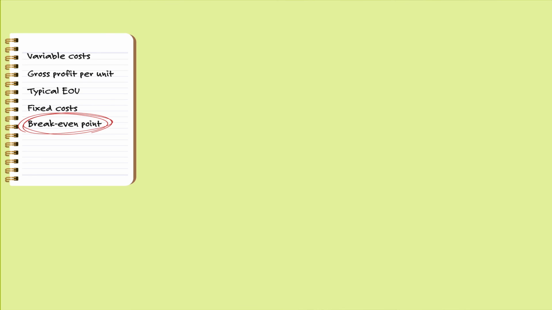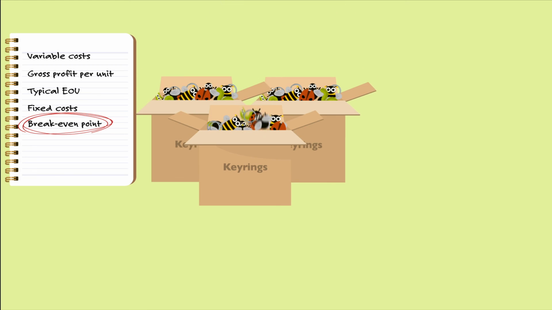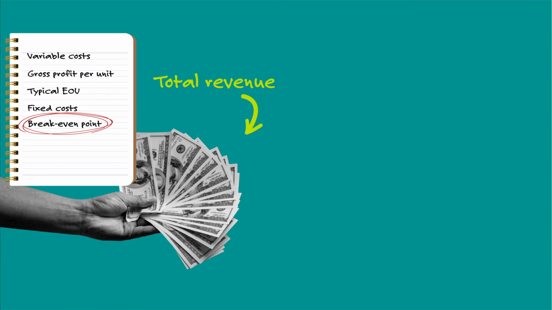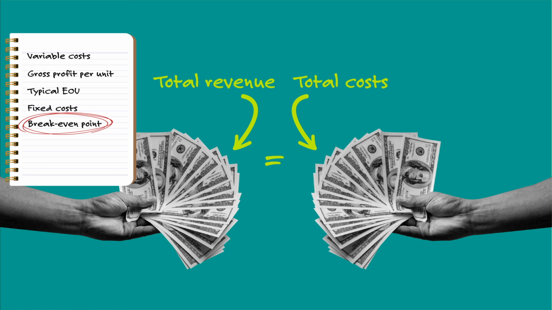Finally, we will look at the break-even point for a business. This is the number of units you must sell to meet all your costs involved in running the business. This is the point at which total revenue, money from your sales, equals total costs.